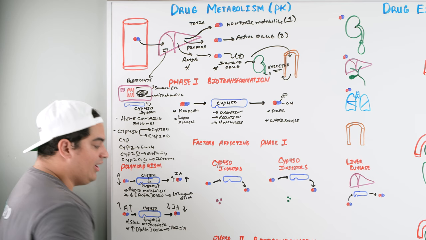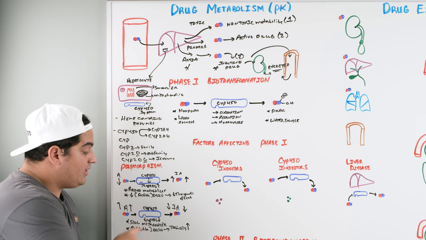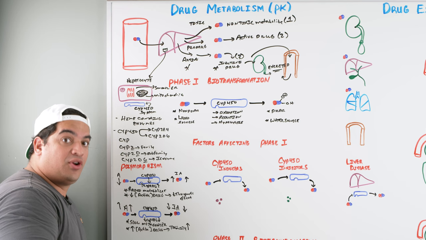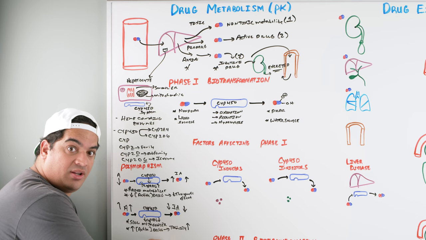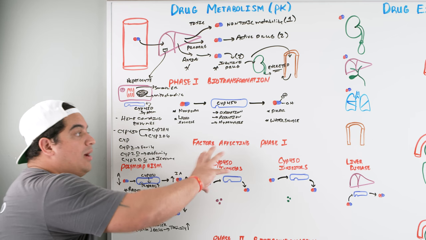This is extremely important because there have been situations where babies are very slow metabolizers of codeine. If they slowly metabolize codeine, they can have high concentrations of the codeine within their blood, causing toxic side effects like suppression of the respiratory system or excessive somnolence and sedation. So it's important to remember these concepts when it comes to phase one metabolism.